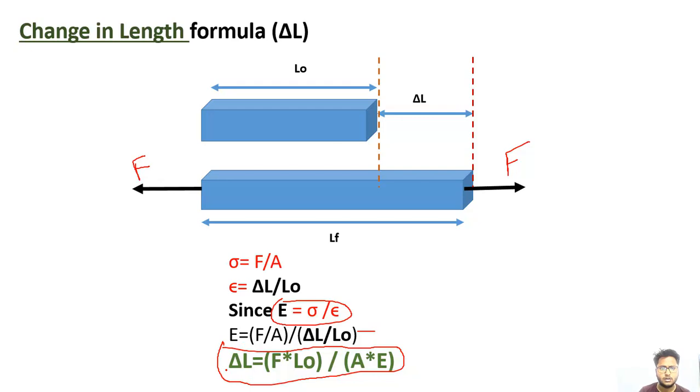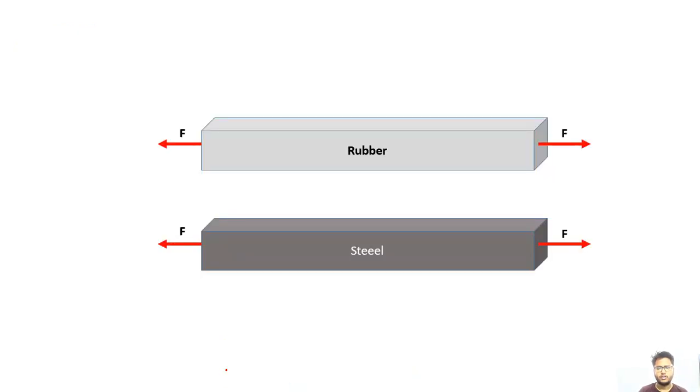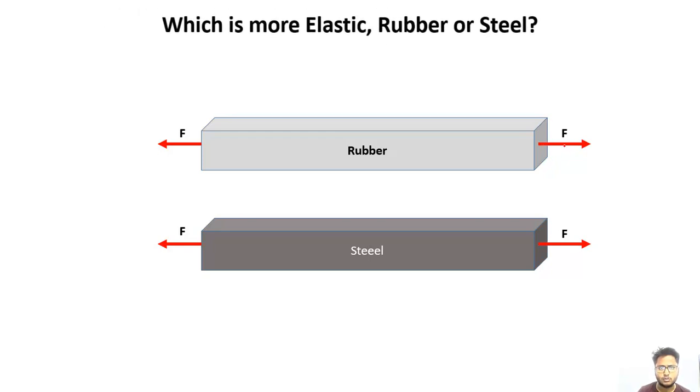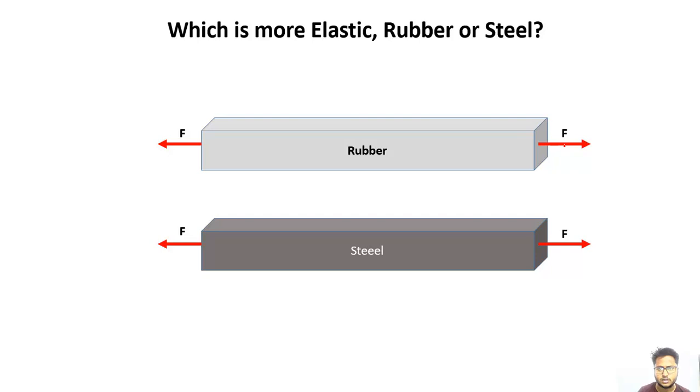Now I'm going to give a very interesting question. There is a specimen of rubber and steel, and the dimensions of both materials are the same. Length is the same, width is the same, height is the same, and the force applied on the body is also the same. So I'm going to ask you a question: which is more elastic, rubber or steel?